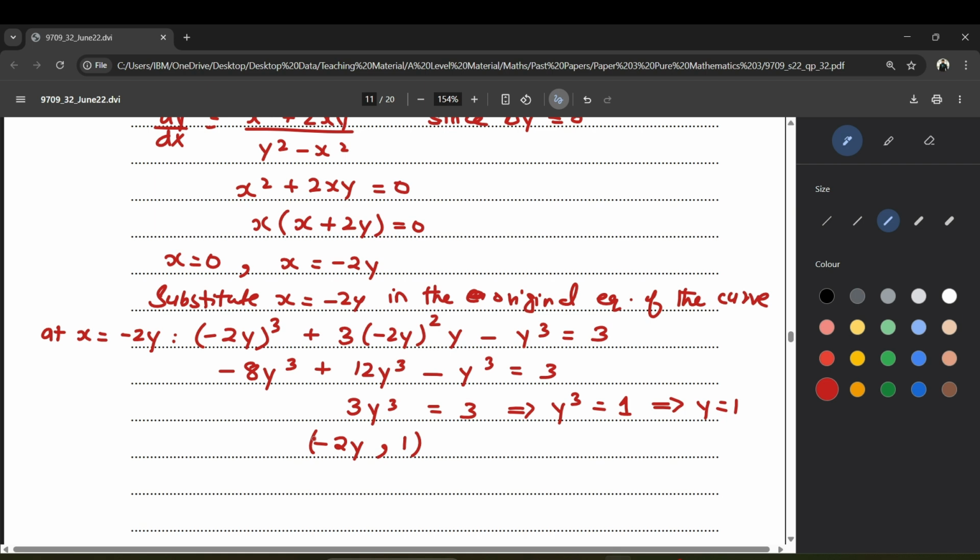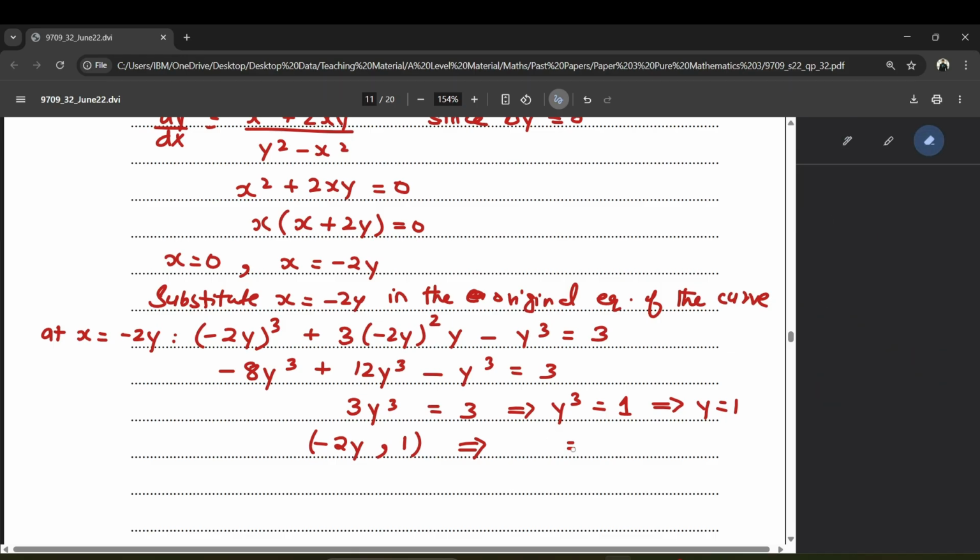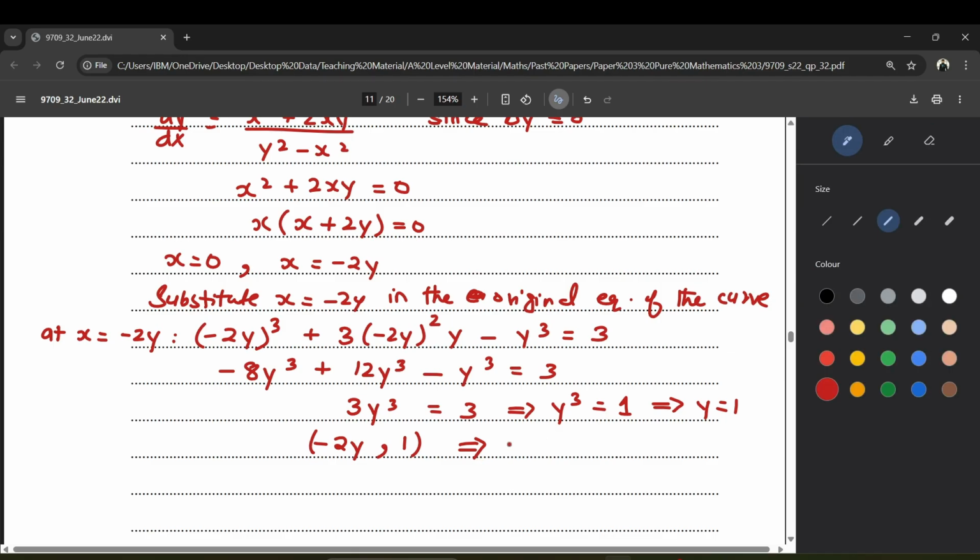Okay, now this x coordinate is in terms of y, right? So we can further work this out: x is equal to minus 2y. At y equals 1, what is the value of x? So at y equals 1, x is equal to minus 2y, which is minus 2. So therefore this coordinate will be minus 2 comma 1.